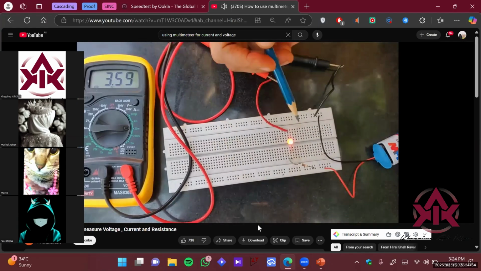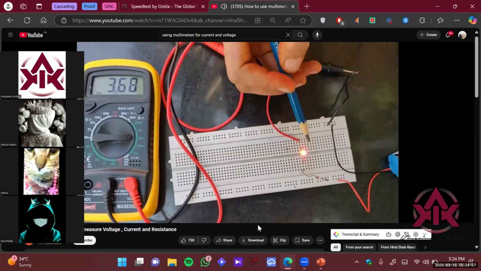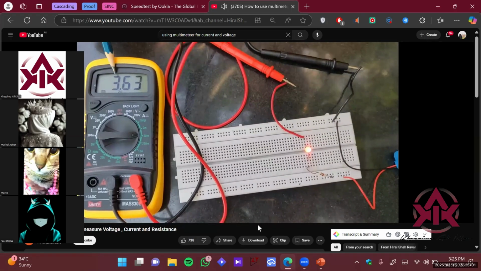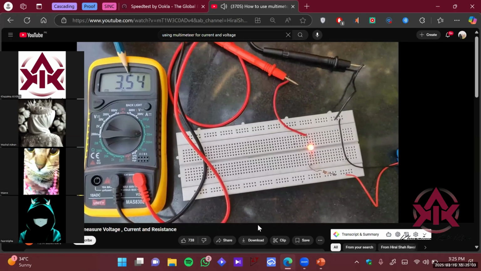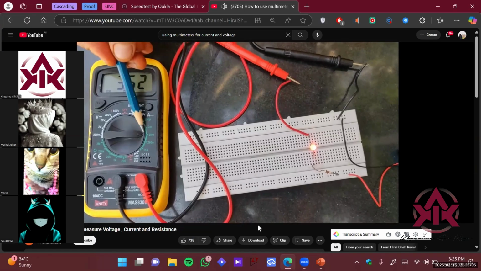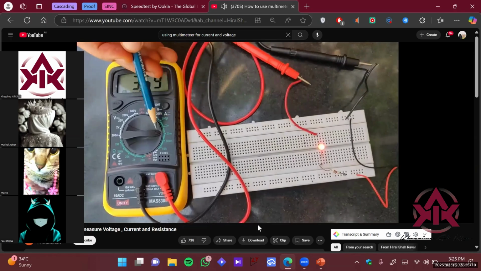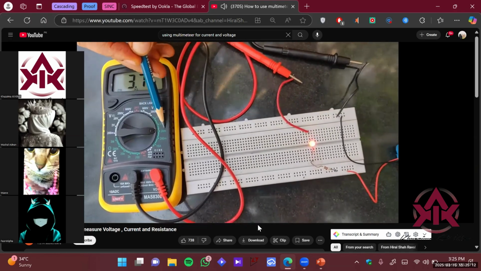Now you can see the LED has started giving us light, and 3.54 milliampere current is flowing through the circuit. So this is how we can measure current, and we have chosen the appropriate range for current.